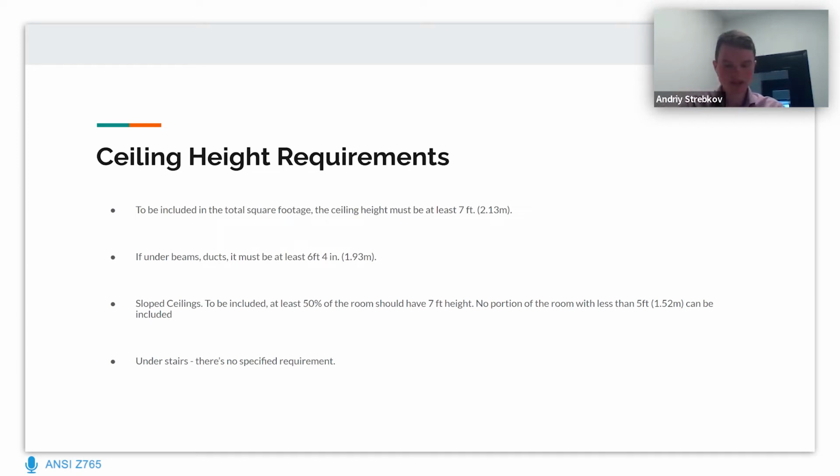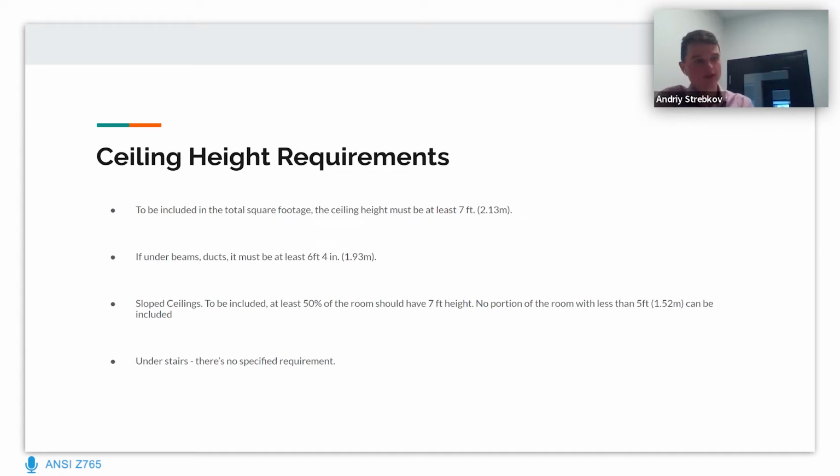But what about sloped ceilings? There are quite a lot of situations where you have sloped ceilings, and in this case, to be included, at least 50% of the room should have a height of 7 feet. No portion of the room with less than 5 feet can be included. So for example, scenario number one: let's say only 30% of the room has a ceiling height of 7 feet. The other 70% of the room has a ceiling height of 6 feet, for example. It cannot be included in the total square footage.